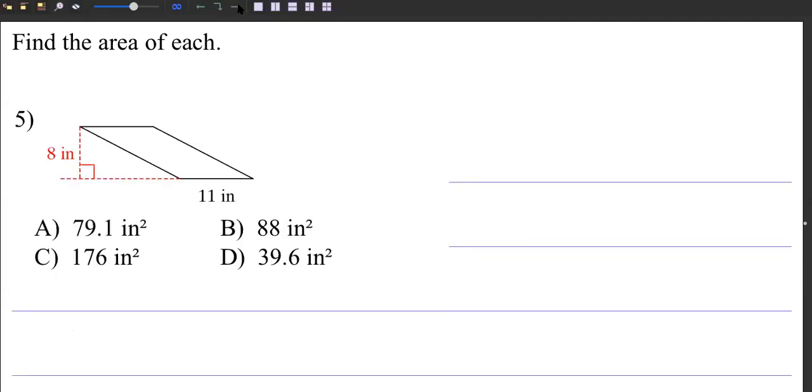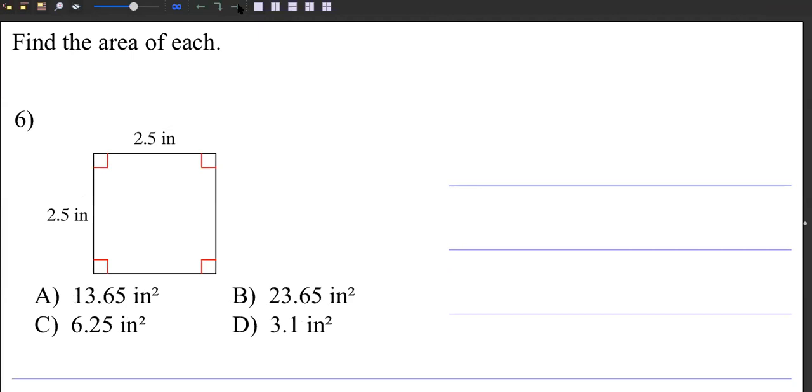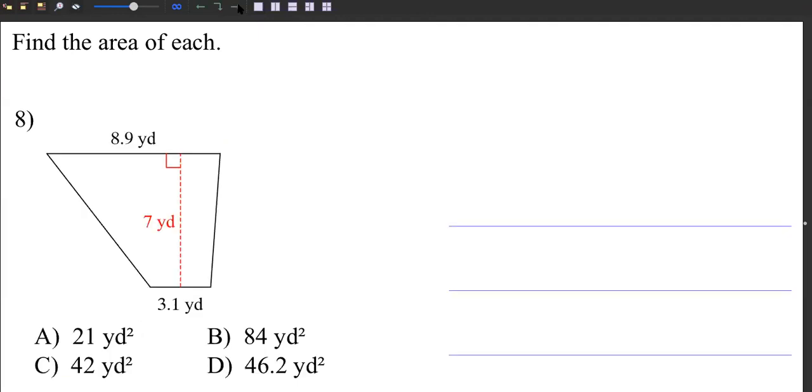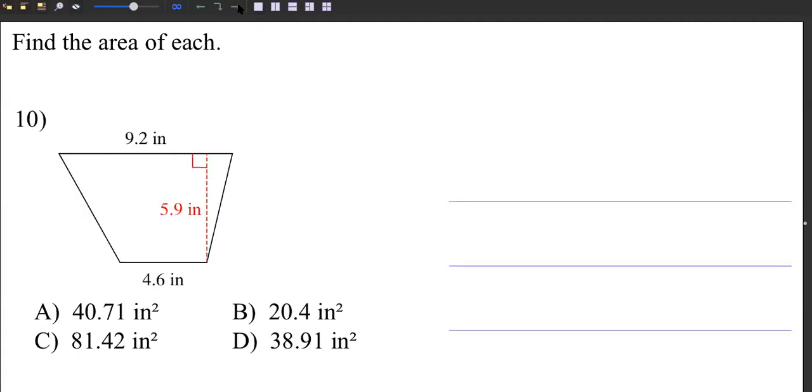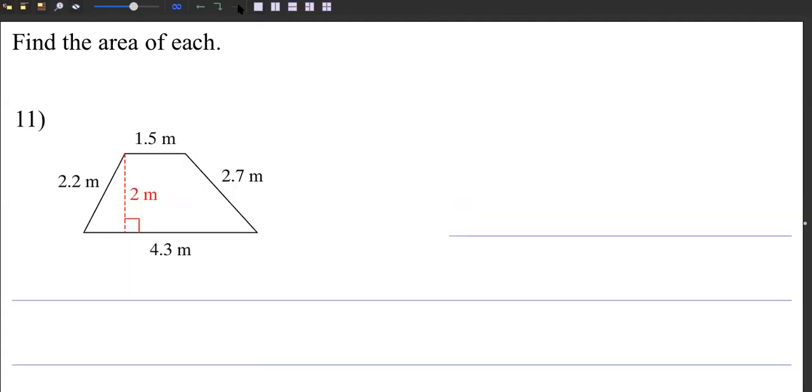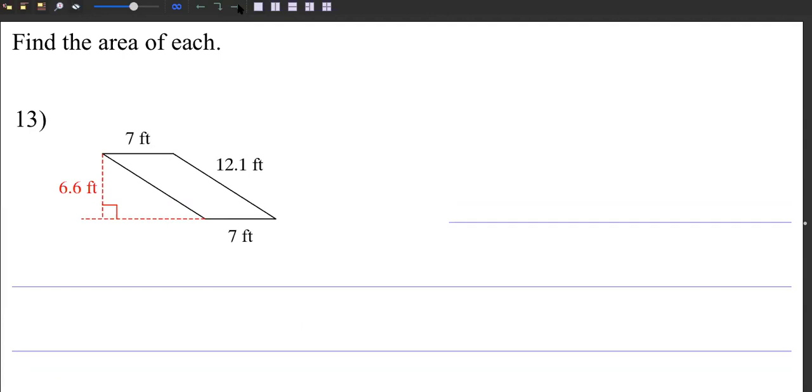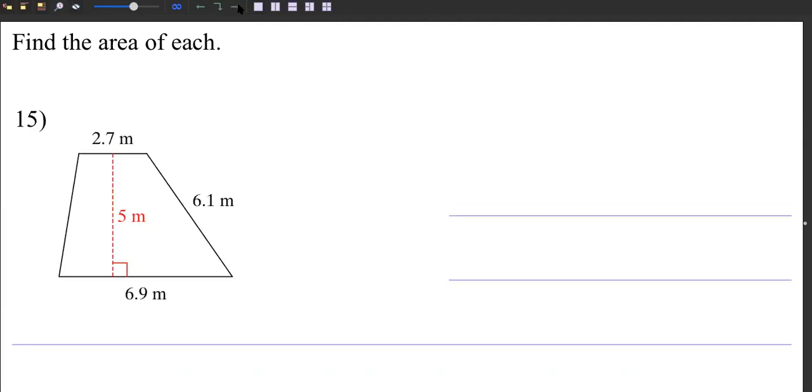Okay, so you're just going to get a smattering of the different parallelograms. So if it's a parallelogram, you know to do base times height. If you hit a triangle, make sure that you adjust to 1/2 base times height. And when you hit a trapezoid, you got to do 1/2 the sum of the bases times the height. All right, so that's really the only difference. So just make sure you're paying attention to what shape you have.